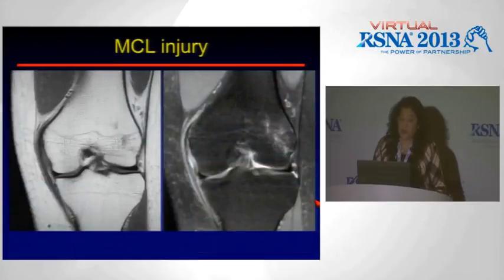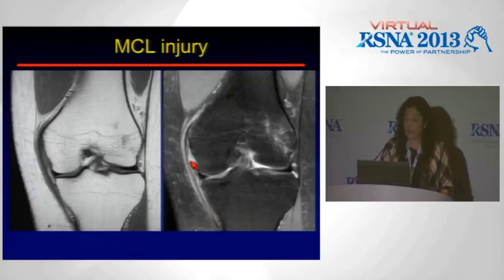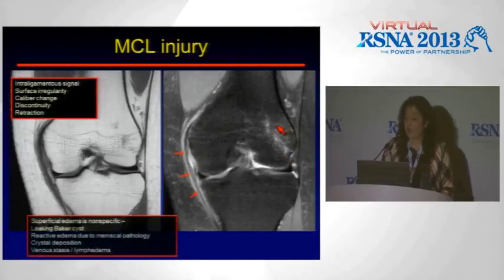So let's take a look at a couple of patients. Here's a patient with a medial collateral ligament injury. The superficial ligament is bright and thickened. The deep meniscofemoral portion is bright and thickened, and we have edema on the opposite side. And again, the findings in a ligament tear anywhere in your body are going to be exactly the same.